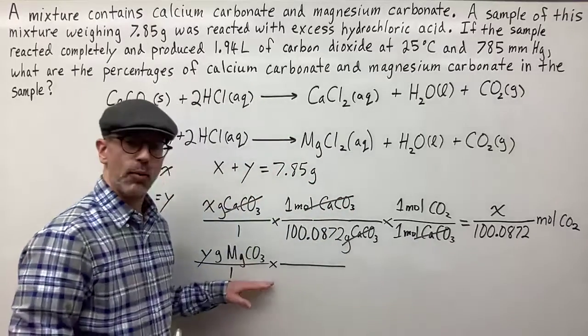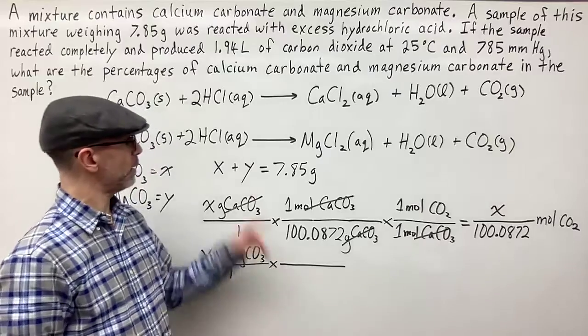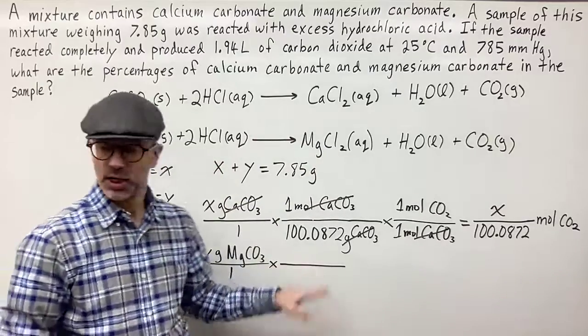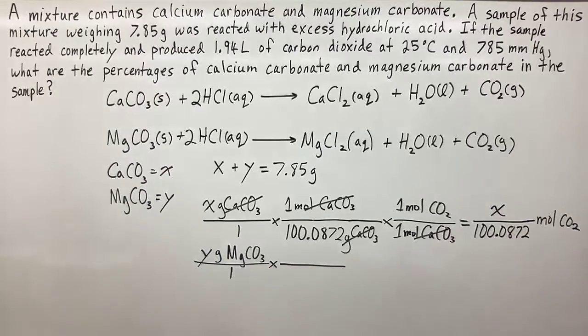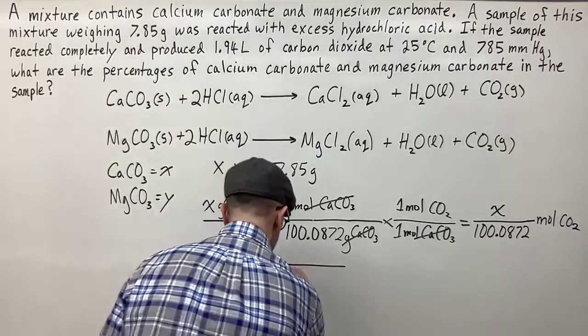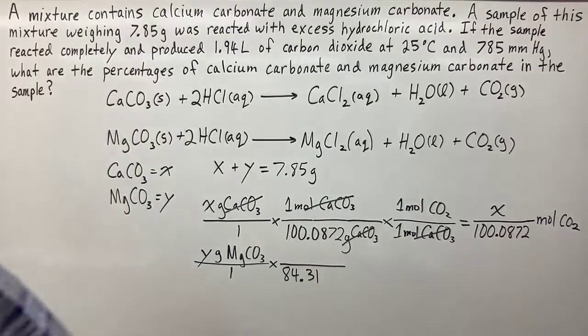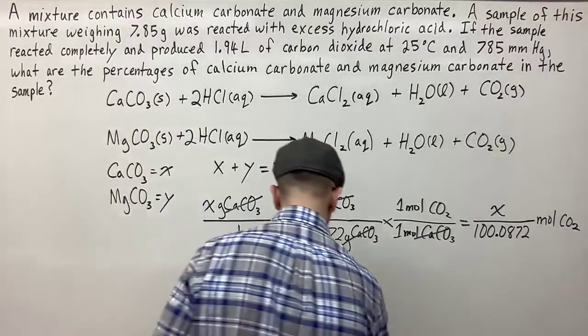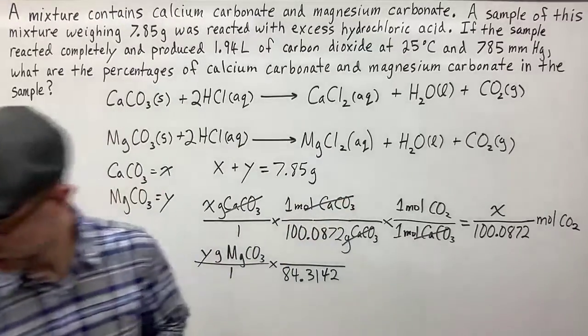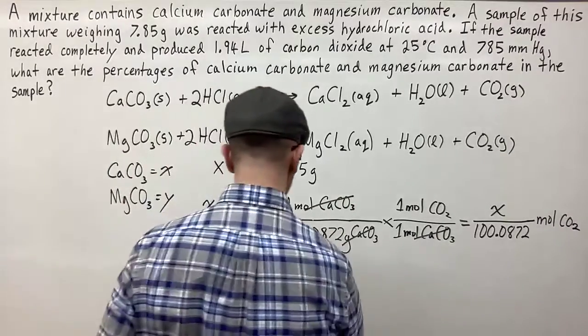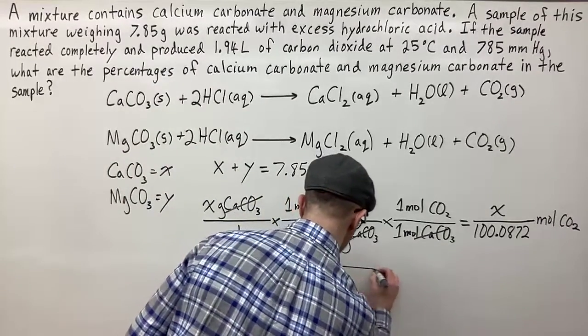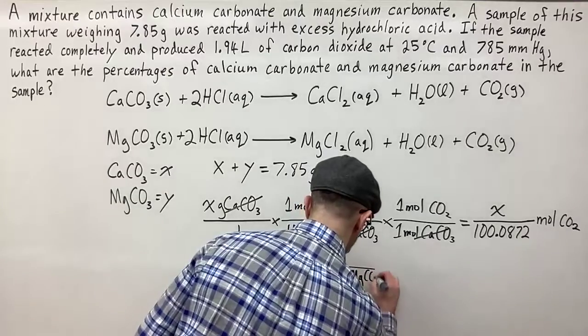And again, I want to convert grams to moles so I can use my mole ratio in the balanced equation. So I have to calculate the molar mass, and that's going to be 84.3142. Let me double check that. Yes. Okay, so that's going to be grams of the magnesium carbonate.